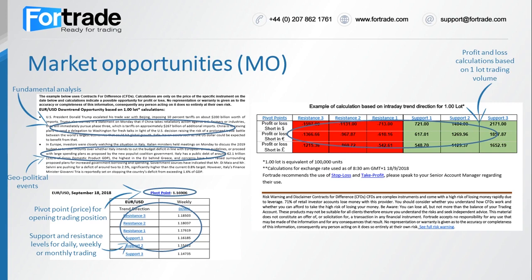When using a market opportunity, it's vital to look at the pivot point on which the calculations are based. In this instance, if the price reaches 1.16906 that you can see on the right hand of the screen here, this shows the right moment in our estimation for opening a trading position if you decide to trade on this market opportunity. You can see below the trend direction and the time period.